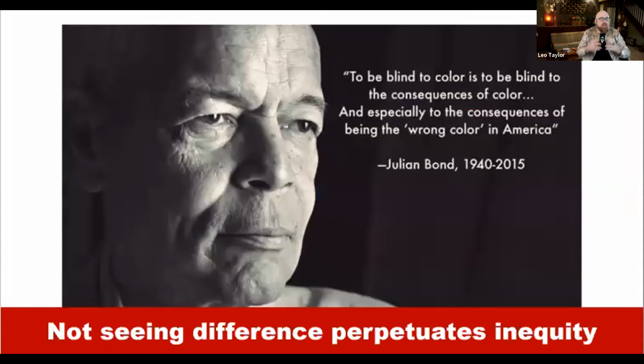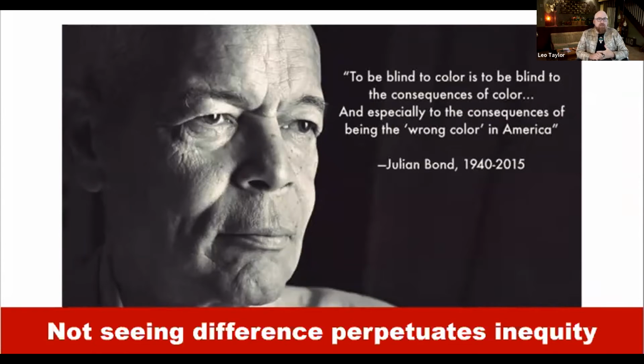So how many of you have heard of, we shouldn't see race, or when I look at you, I don't see race. There's only one race, the human race. I don't care if you're black, purple, brown, polka dotted. We're all familiar with this idea of colorblindness. And I love this quote by the late civil rights leader, Julian Bond: To be blind to color is to be blind to the consequences of color, and especially to the consequences of being the wrong color in America.